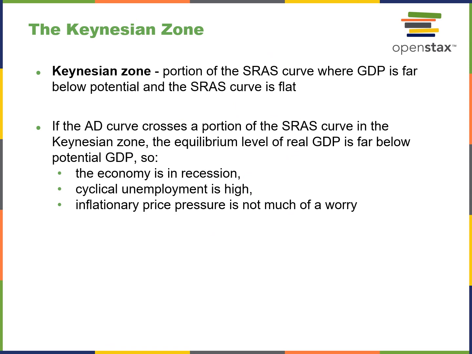To reiterate, the Keynesian zone is a portion of the short-run aggregate supply curve where the GDP is far below its potential, and the short-run aggregate supply curve is flat. And so if the AD curve crosses a portion of the SRAS curve in the Keynesian zone, the equilibrium of the real GDP is far below the potential GDP, so we will be experiencing recession, cyclical unemployment will be high, and inflationary pressure will pretty much be negligible.